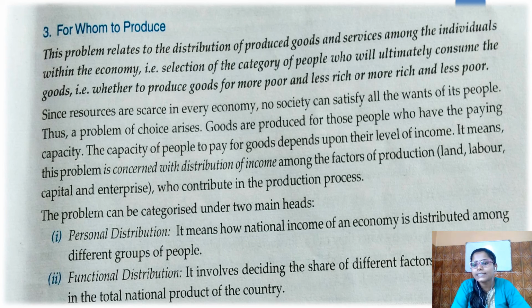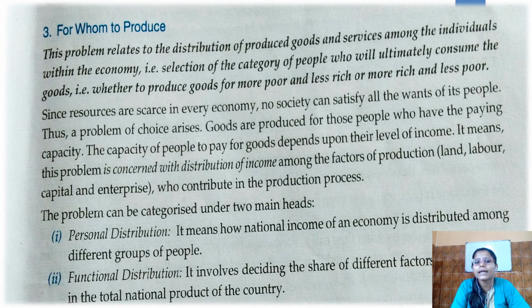Since resources are scarce in every economy, no society can satisfy all the wants of its people. Thus, the problem of choice arises. Goods are produced for those people who have the paying capacity. The capacity of people to pay for goods depends upon their levels of income. As we know, poor people have low paying capacity, and rich people have more paying capacity. It means this problem is concerned with the distribution of income among the factors of production, land, labor, capital and enterprise, who contribute in the production process.